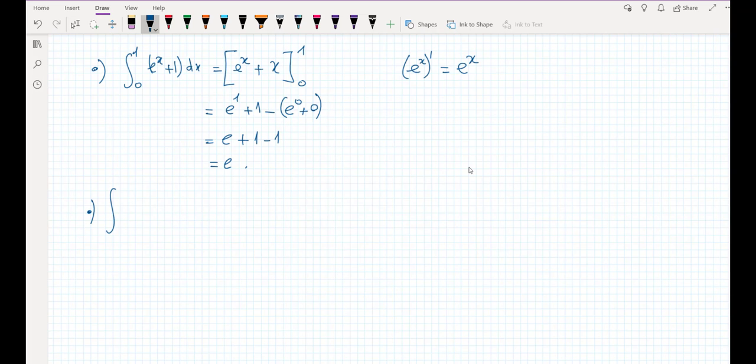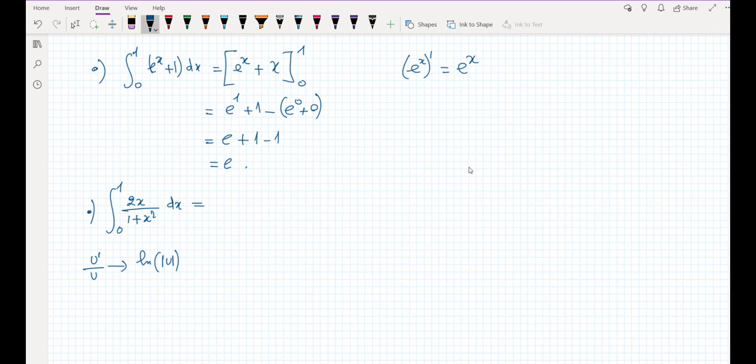Sometimes it's hard to see the primitive function directly. For example, 2x over 1 plus x squared. So you need to do more exercises in order to see those formulas. We know that u prime over u, the derivative over the function, its primitive is exactly ln of the absolute value of u.